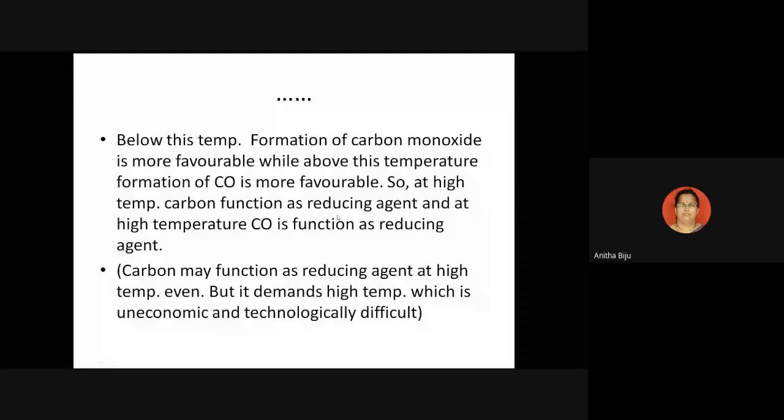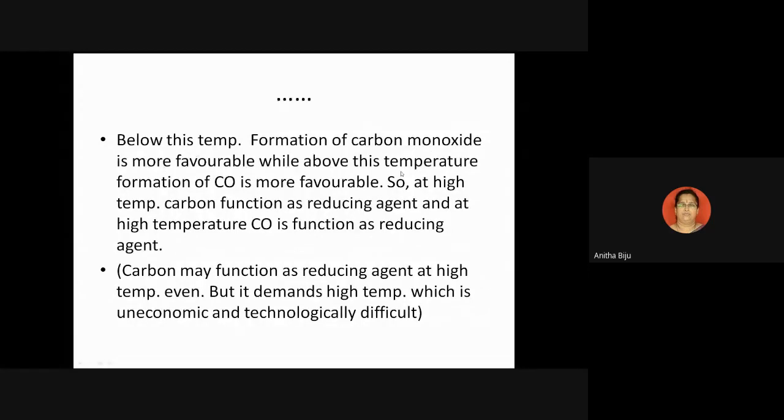In this case, below this temperature, formation of carbon dioxide is more favorable. It is not carbon monoxide here. Have you made the correction? Carbon dioxide it is. And while above this temperature, formation of carbon monoxide is more favorable. The first one is that of carbon dioxide, and the second one is carbon monoxide.